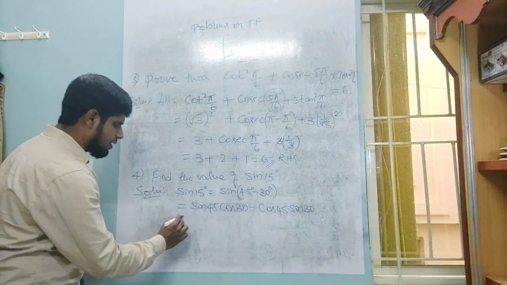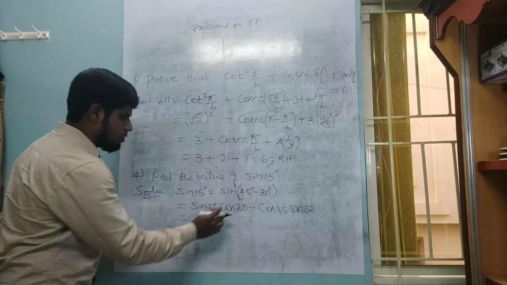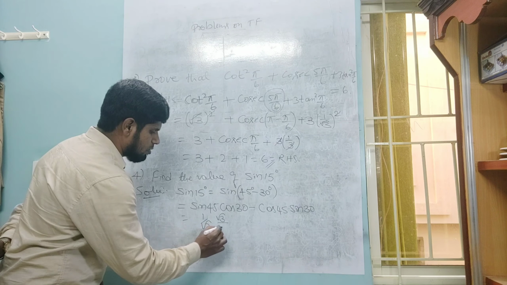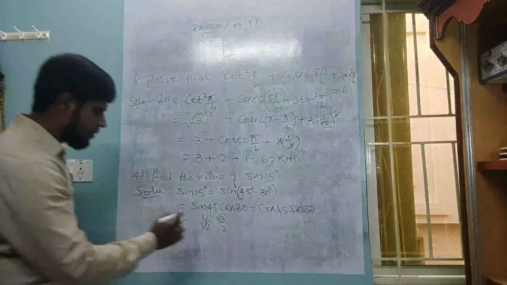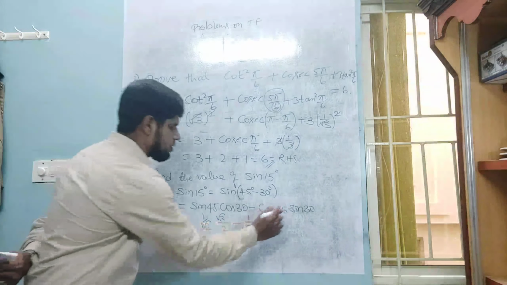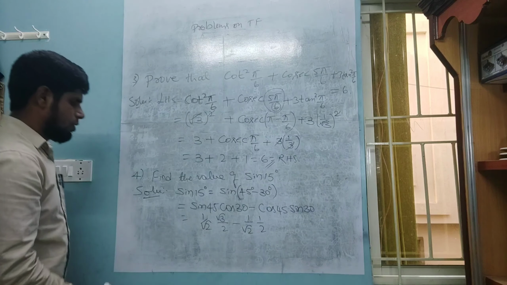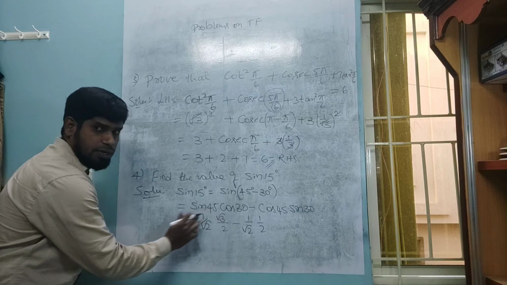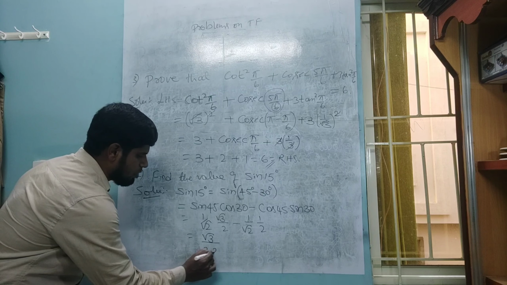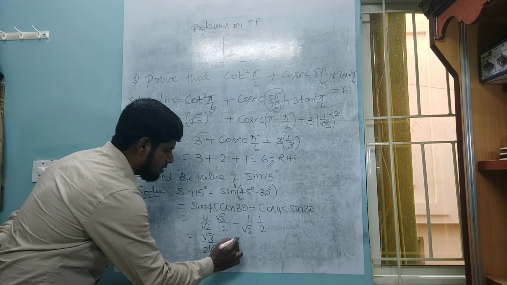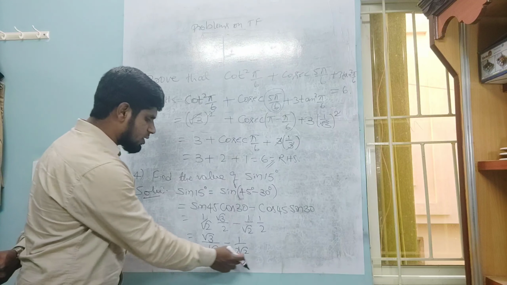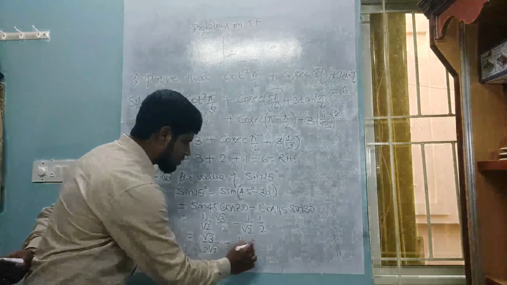So it is sin 45 degrees, which is 1 by root 2, cos 30 degrees, which is root 3 by 2, minus cos 45 degrees, 1 by root 2, sin 30 degrees, 1 by 2. So the next step is numerator multiplication and denominator multiplication. 1 into root 3 is root 3. So it is root 3 minus 1 into 1, which is 1, divided by 2 root 2. Students, here the denominators are the same, so directly we can subtract the numerators.